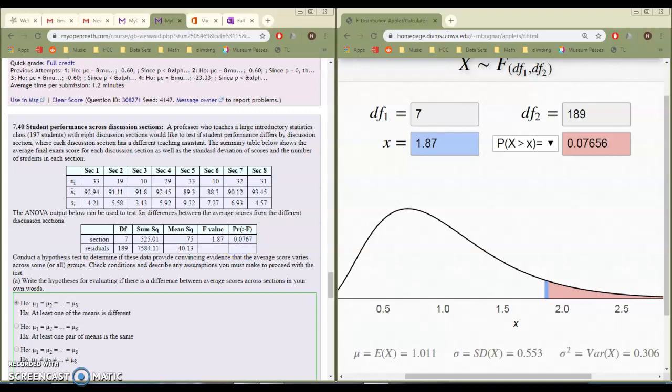All right, so that's kind of explaining where our test statistics are coming from. They're just the F value, and our probability that goes with it is just this probability here that's listed.